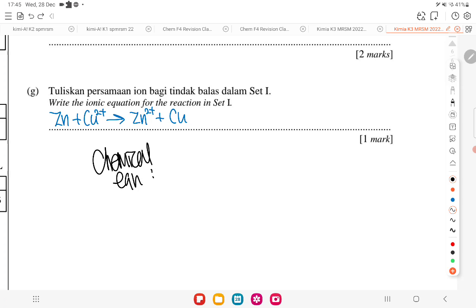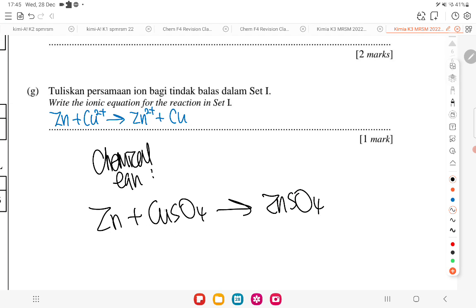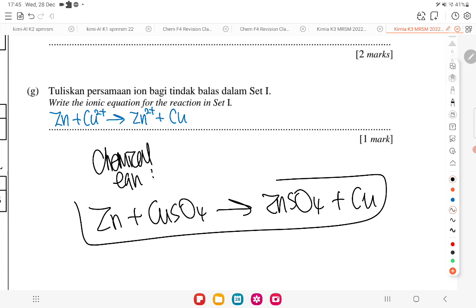So set 1, we mix the zinc powder and copper sulfate. So this is a gangster bully concept, metal displacement. Zinc is a more powerful gangster than copper. So zinc robbed the girlfriend, sulfate, to become zinc sulfate. So after the sulfate is robbed by the zinc, now the copper stands alone. The copper has no girlfriend already. So this is the chemical equation.